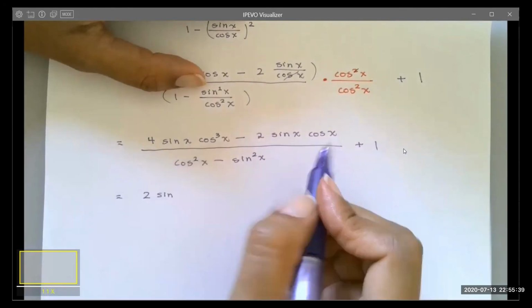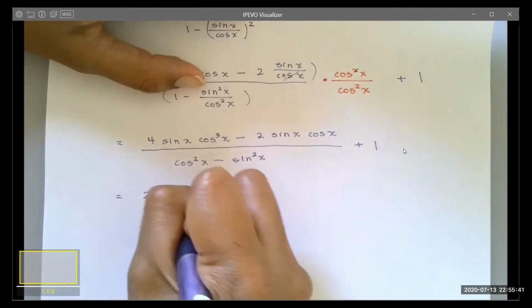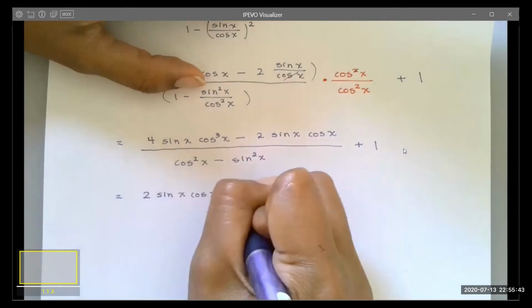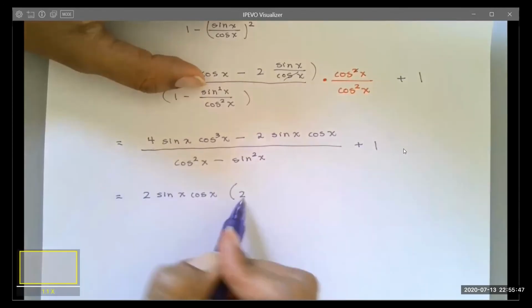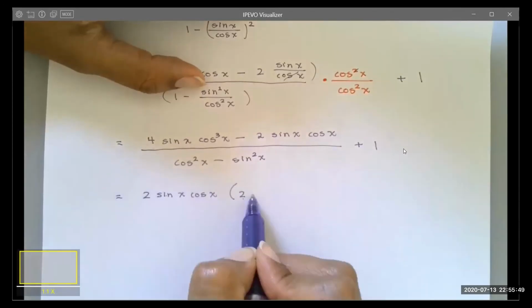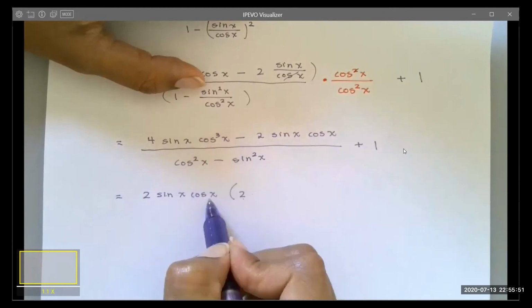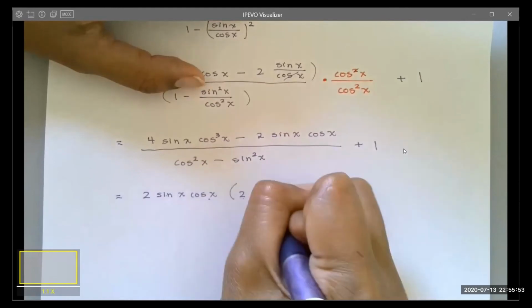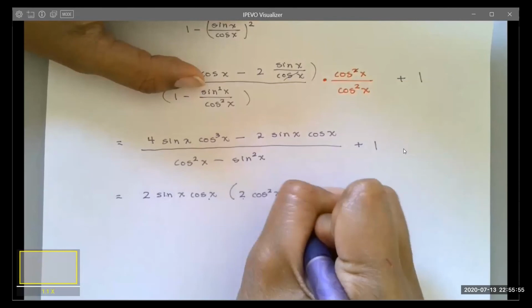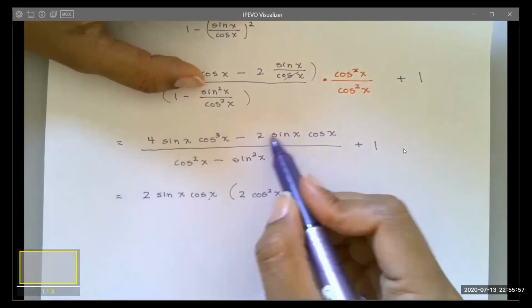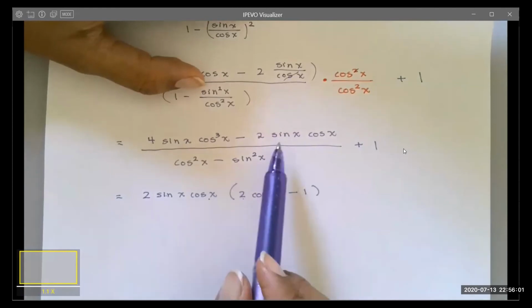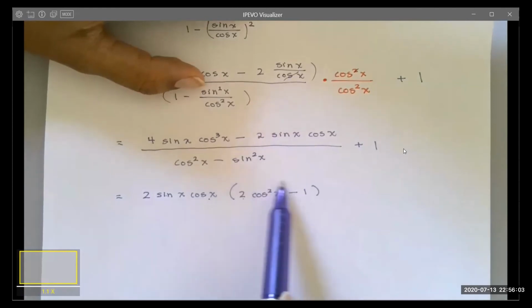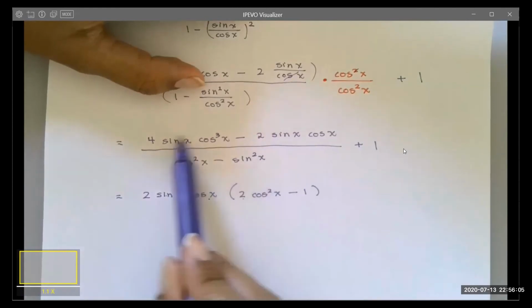Okay, so I'll take out the 2 sine x cosine x, and I'll be left with 4 divided by 2 gives us 2. Sine divided by sine is just 1. Cosine cubed divided by cosine gives us a cosine squared x. And then minus, well, here everything's going to divide out to 1. Right? You can always verify whether or not you factored this correctly by distributing back in and making sure that you get this original expression at the top.